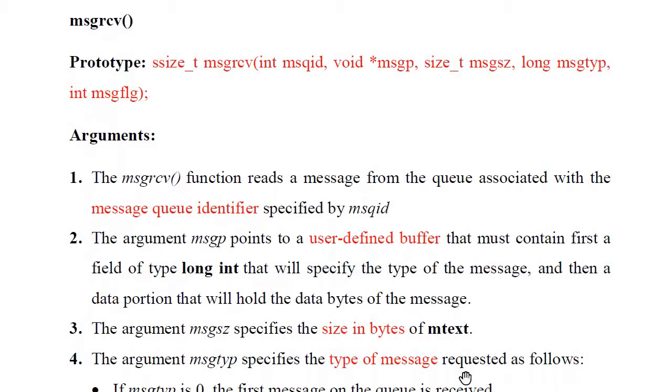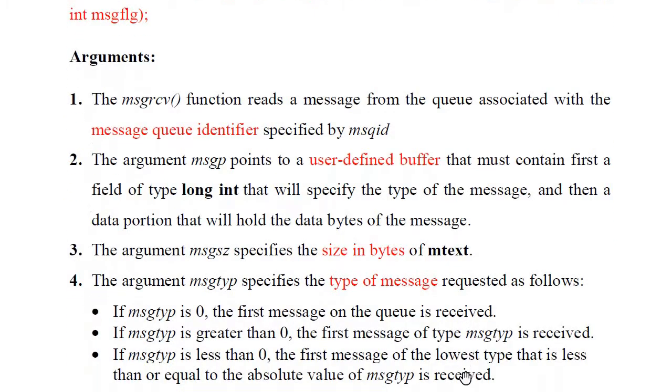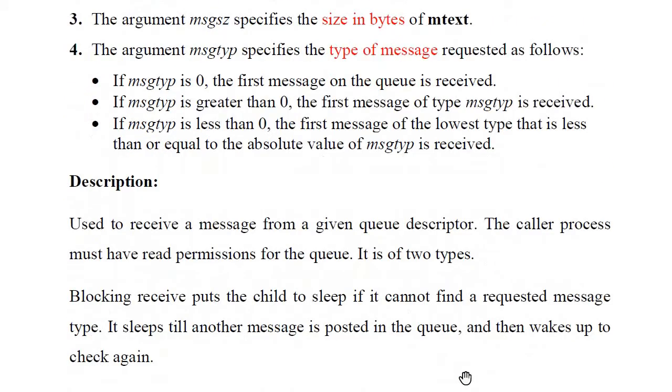The argument message type specifies the type of the message requested as follows. If message type is 0, the first message on the queue is received. If the message type is greater than 0, the first message of the type MSGTYP is received. If MSGTYP is less than 0, then the first message of the lowest type that is less than or equal to the absolute value of MSGTYP is received.